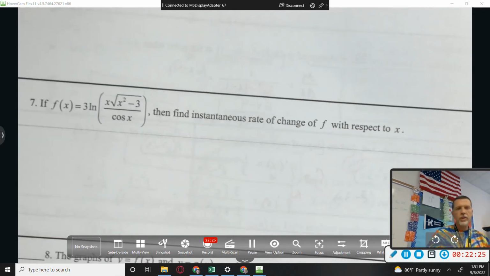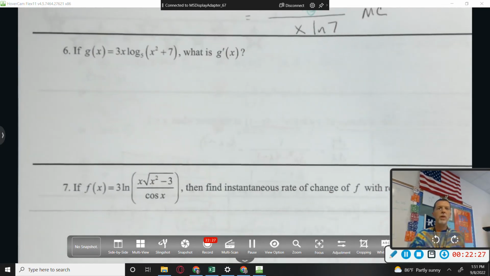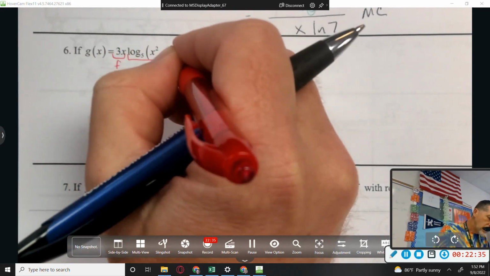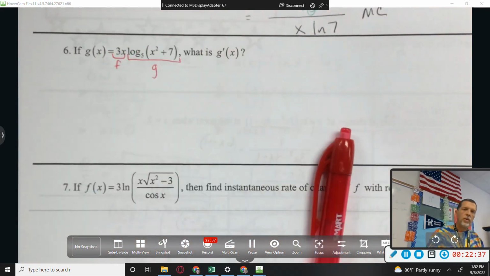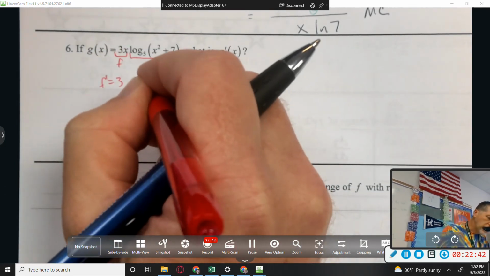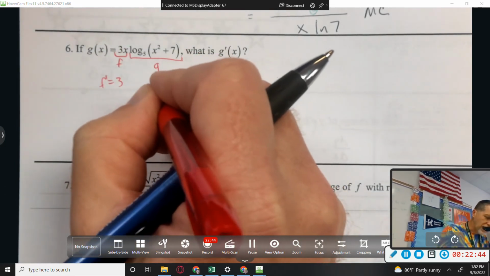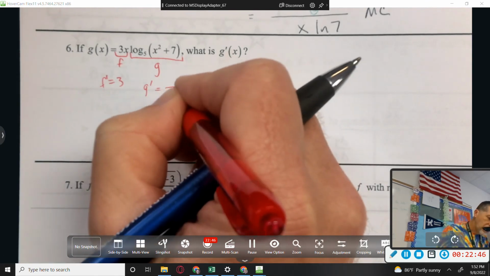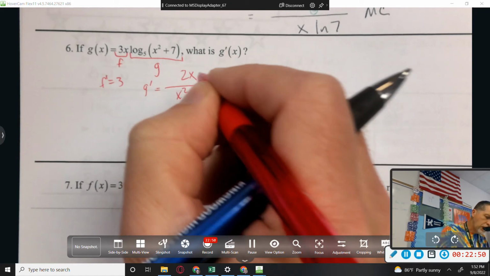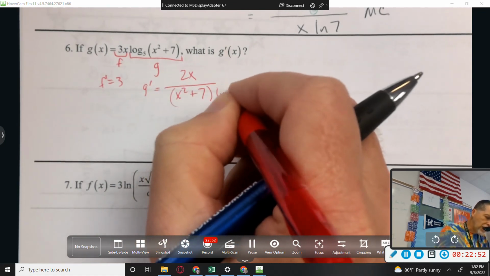What rule are you going to use on number 6? Let's see if we can just name the main rule that's going on here. What rule do you see happening? Product rule. So f prime would be easy. G prime would be a little harder, although not that bad. X squared plus 7 in the bottom, 2x in the top, but also a natural log of 5 in the bottom.